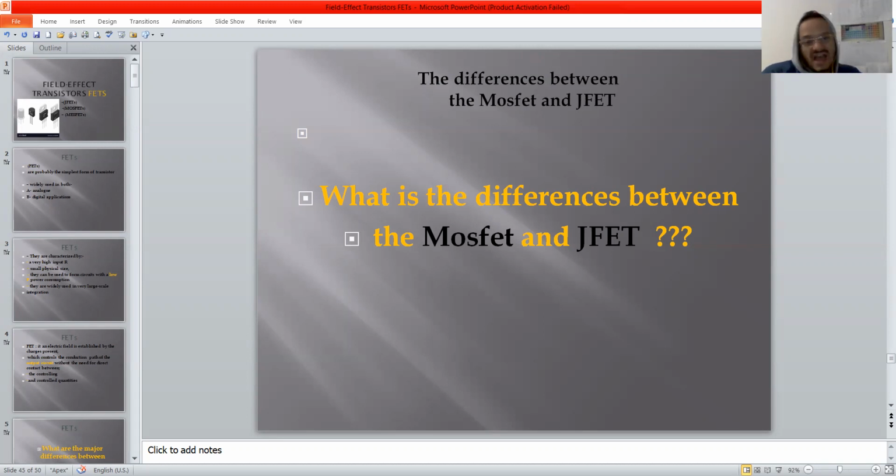Why do all of these have three legs? Why is this field effect transistor very important to us? Let's know all of this important information about it.